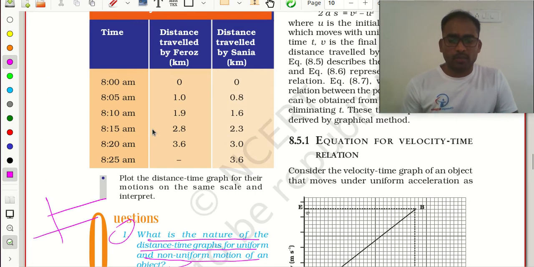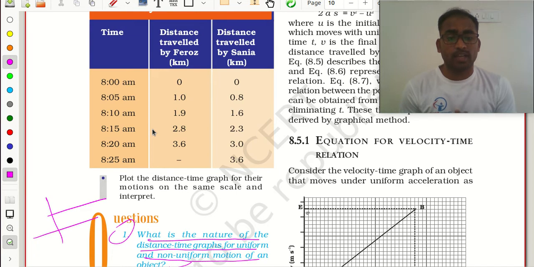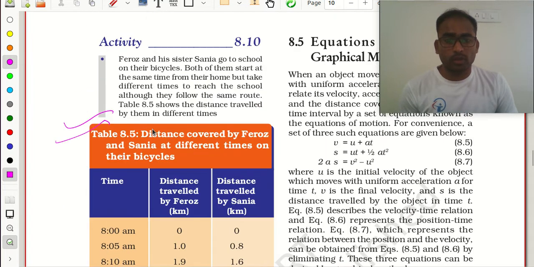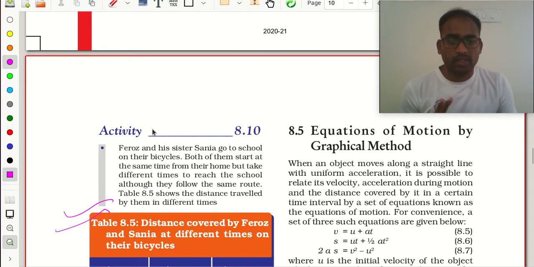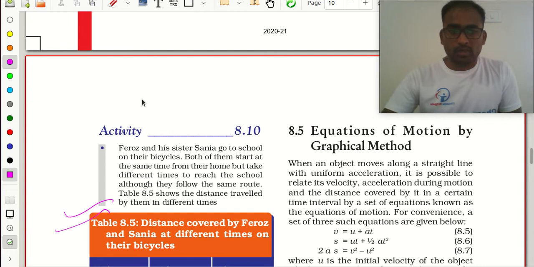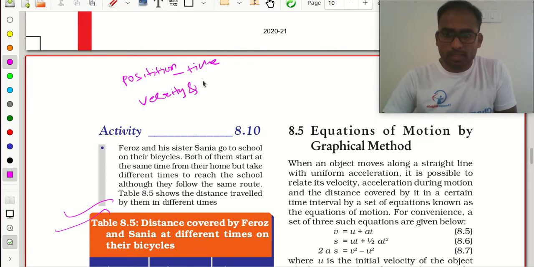Okay. So please go through these two problems also. Next, I am going to derive the equations for velocity and time relations. Before that, I will tell you about the equations of motion, that we will discuss. We have three equations. Three equations which are position and time, velocity and time, position and time, and one more.